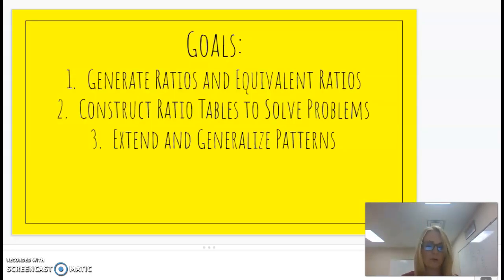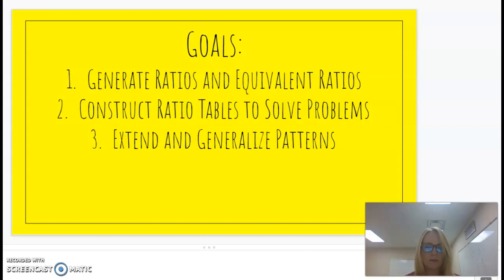Number 1, generate ratios and equivalent ratios. Number 2, you will construct ratio tables to solve them. This one is important and one that you will include for each slide. And 3, you will extend and generalize patterns.